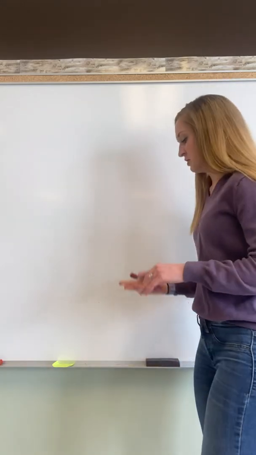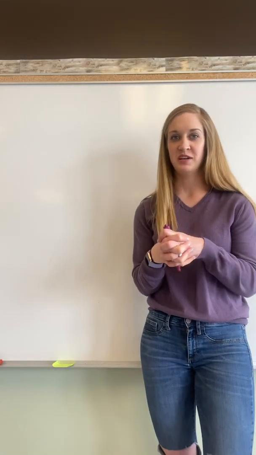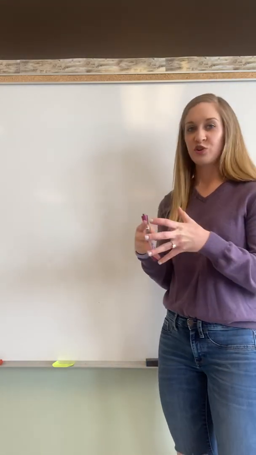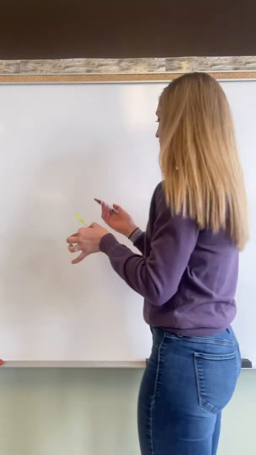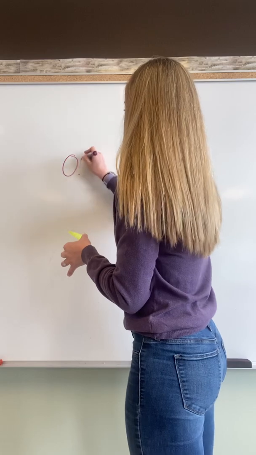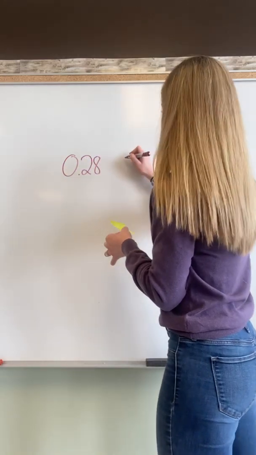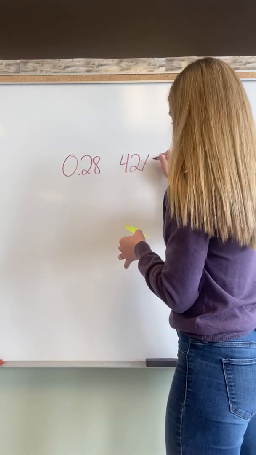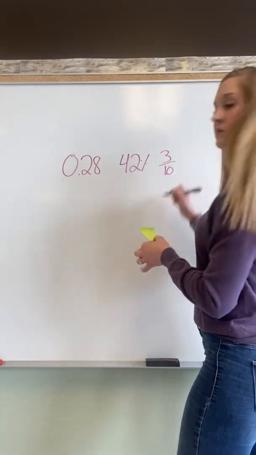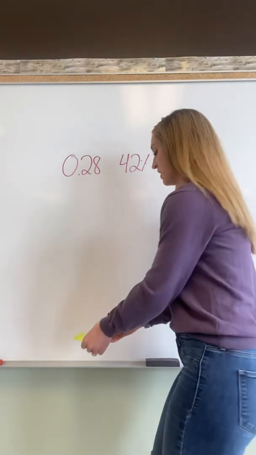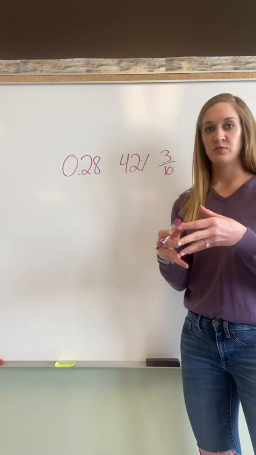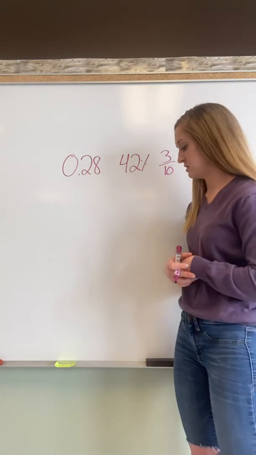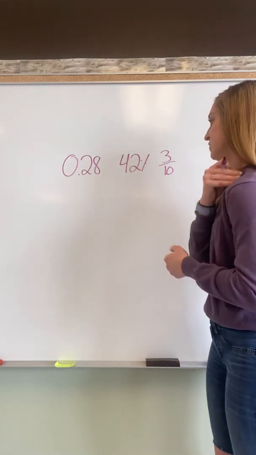So I can also use my knowledge of fractions, decimals, and percents to order some different numbers. So let's try that out. So we're going to order these numbers. So we have 28/100, 42%, and 3/10. Okay, so in order to compare them properly, we have to convert them all to the same thing. So we could convert them to a decimal, fraction, or percent. In this case, we will go to a fraction.